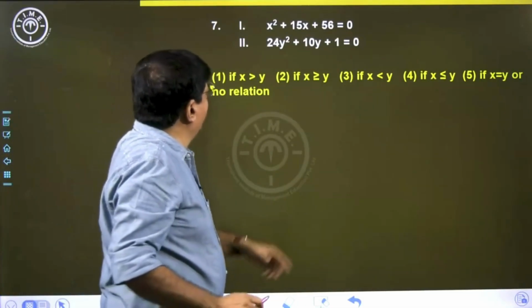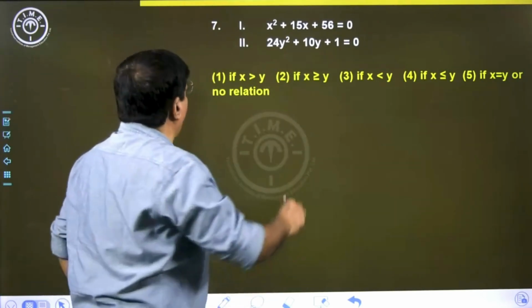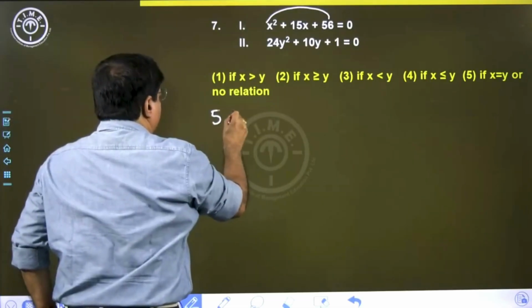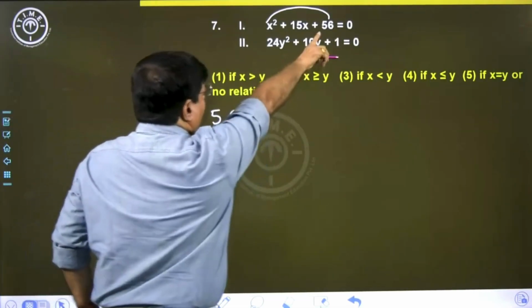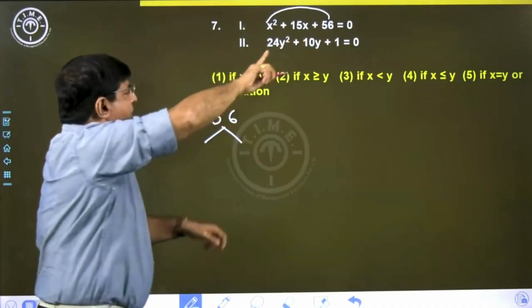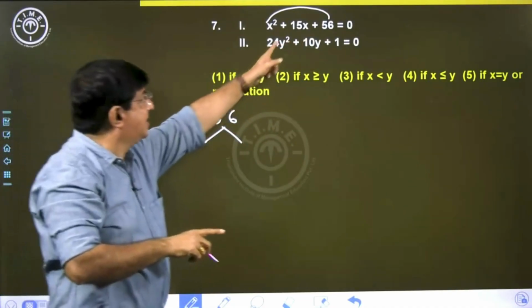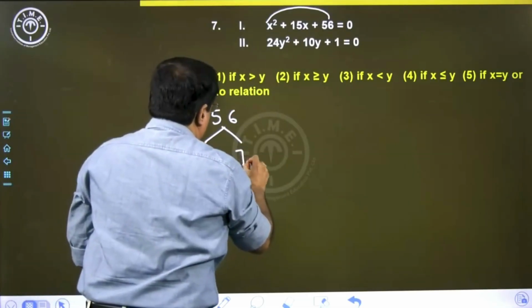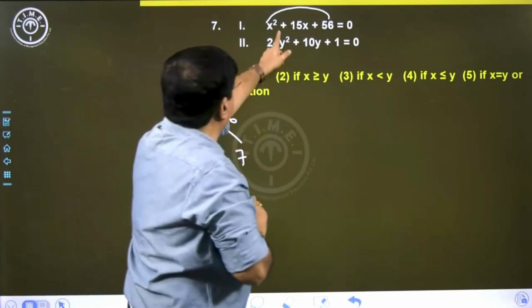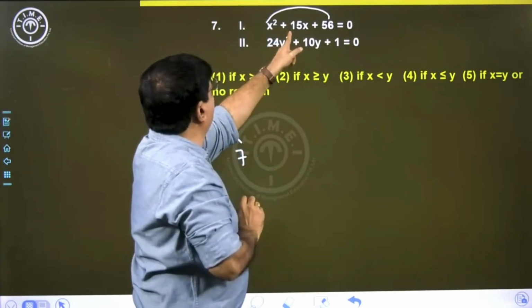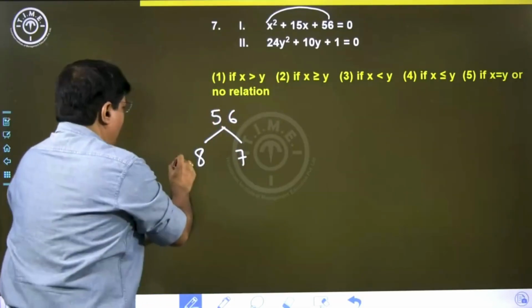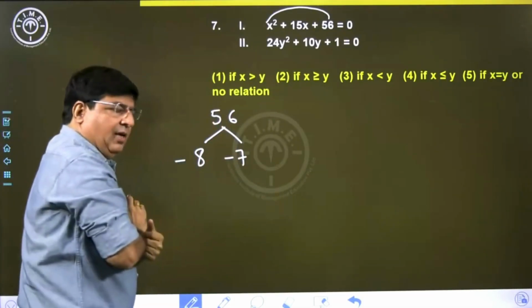X square plus 15x. Again same process let us follow. Question number 7. 56 into 1. This is 56. Sign of 56 is plus. Think of two numbers whose product is 56 and sum is 15. 8 and 7, bigger number first. Signs in the equation are both plus. Both are plus. So root sign will be minus. Both the root signs will be minus.